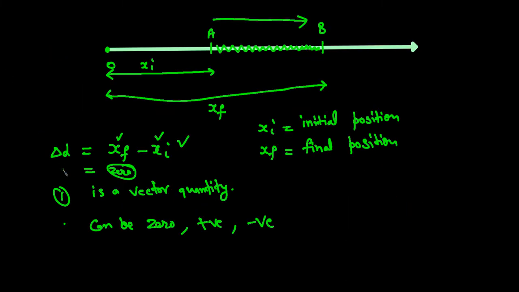Okay, and the units for displacement in CGS, again it's a distance with a direction, is centimeter. SI units are meter.